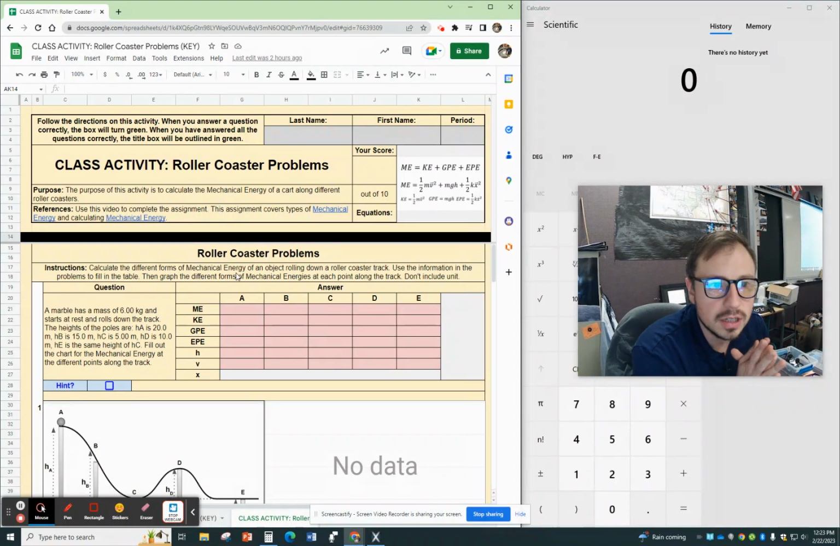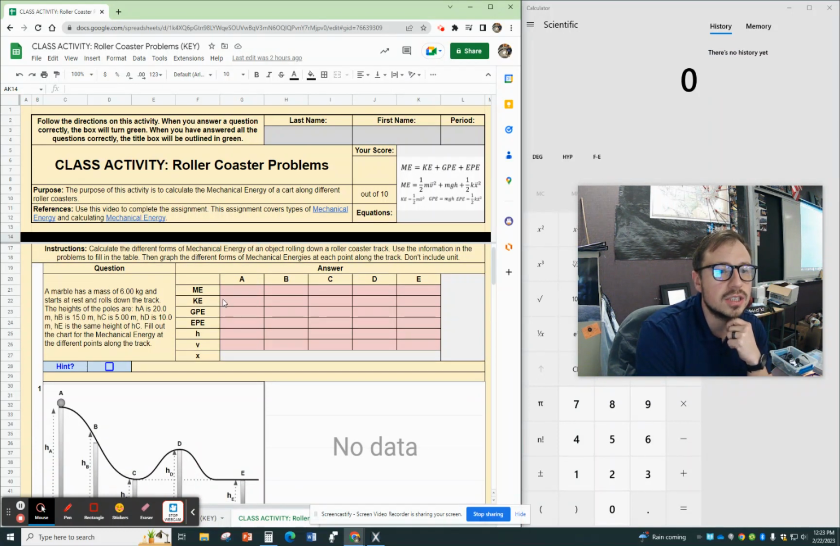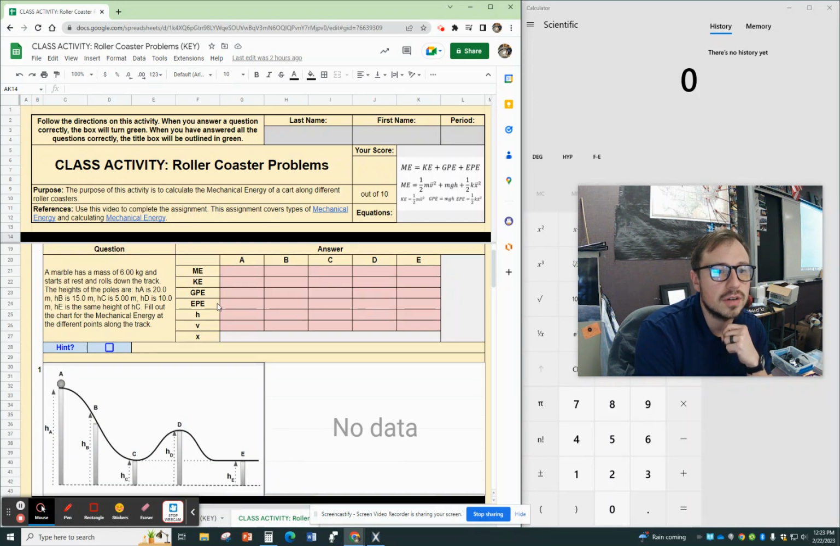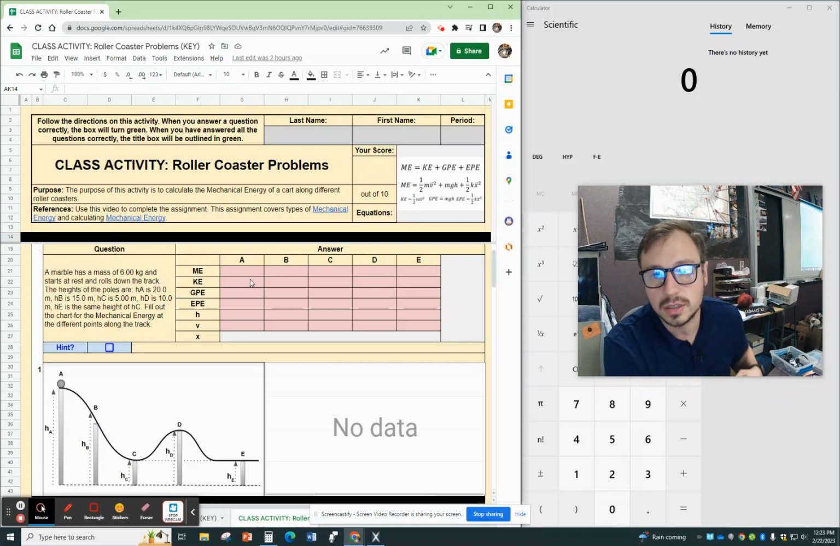So let's just take a look at this first one. A marble has a mass of 6 kilograms and starts at rest and rolls down the track. The heights of the poles are HA is 20 meters, HB is 15, HC is 5, HD is 10, HE is the same height as C. Fill out the chart for the mechanical energy at the different points along the track.